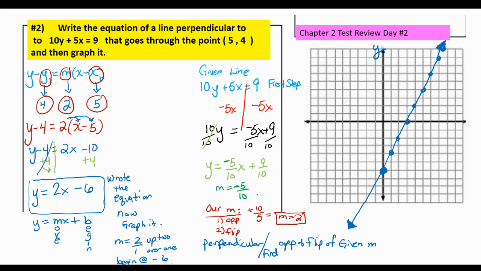The idea that, let me just grab a highlighter here, that one slope is 2 over 1, and the other slope is -5 over 10, which is the same as -1/2, right? So the idea of opposite reciprocals, drawing perpendicular lines, creates a 90-degree angle, which is important in a lot of construction.